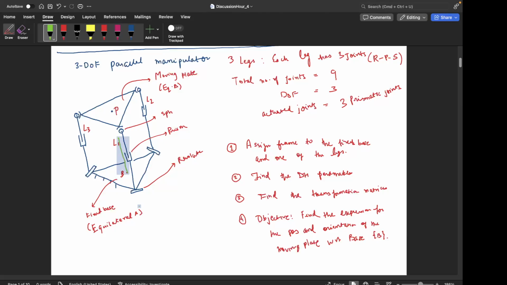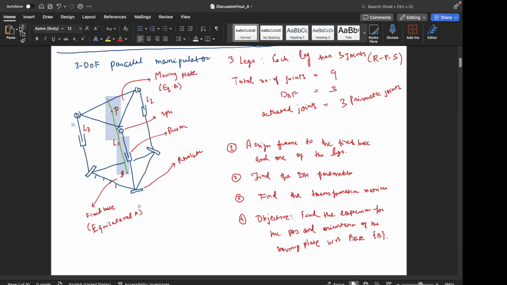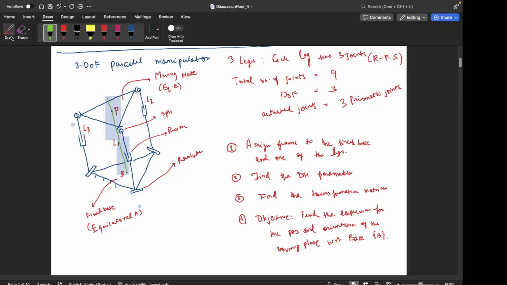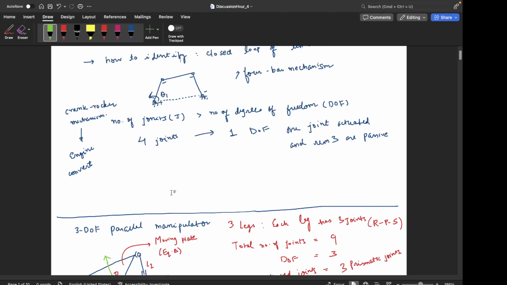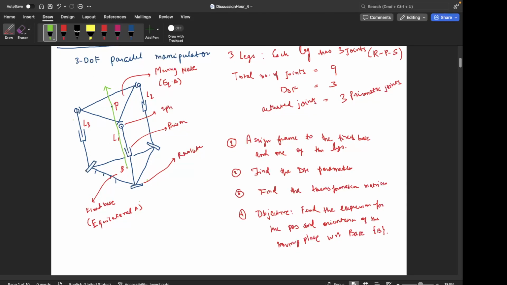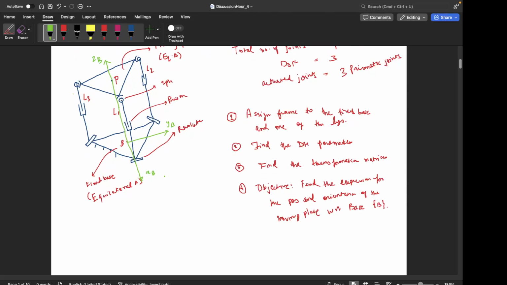and all right. So this would be the frame of the fixed base, right? So this would be YB, this is XB, and this is ZB, right? This is the fixed frame, and it is attached to the centroid of the base plate.